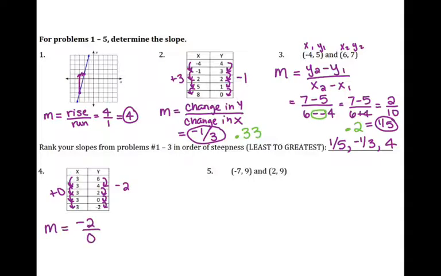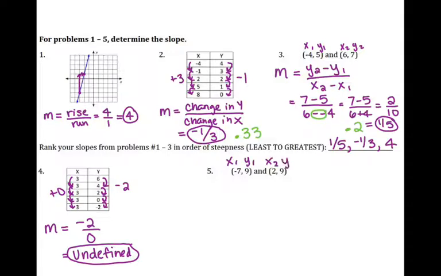And if I look at what I have, a 0 underneath. Now, anytime you have a 0 underneath, that slope is going to be undefined. So I want you to remember 0 underneath is undefined. All right, number 5. I have 2 points again, so I'm going to use my slope formula.